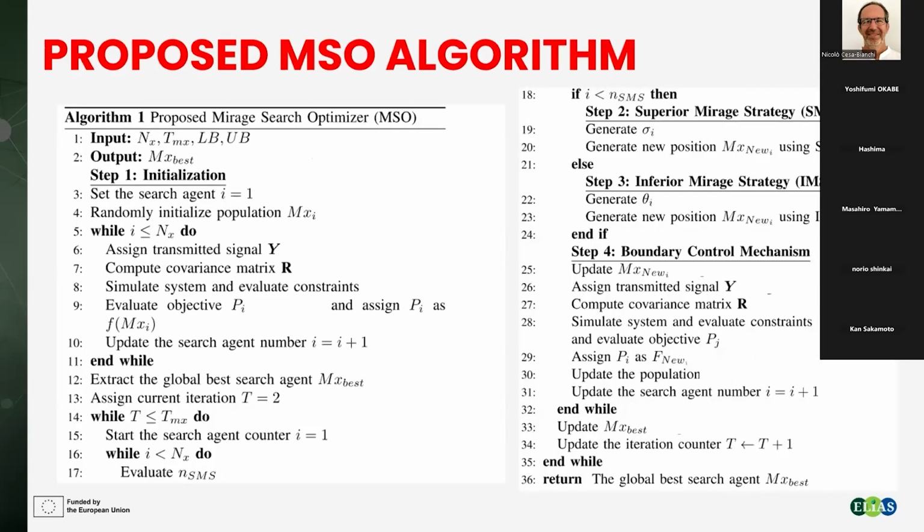So we used the Mirage Surge optimization technique, and the algorithm consists of three main steps: initialization, then the superior Mirage strategy that searches a large range of targets, then the inferior Mirage strategy, and then we select the best targets for detection.